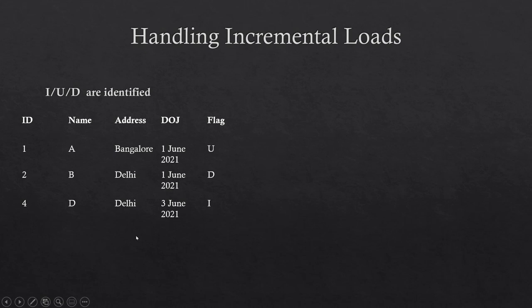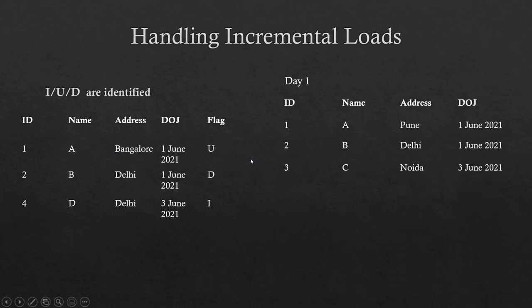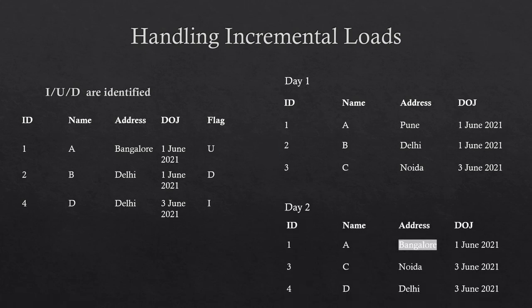So the number 1 has changed and it is an update, number 2 has changed, it is a delete, and number 4 is a new addition. So the source is sending only those records that have changed, and there is a flag to identify the type of change. So our job is a bit easier because we don't need to find out what type of change each record has undergone. So what we will do, simply on day 1 we had these 3 records, 1, 2 and 3. On day 2, since we got this update from the source that there are 3 records that have changed, accordingly we will make changes to our table.